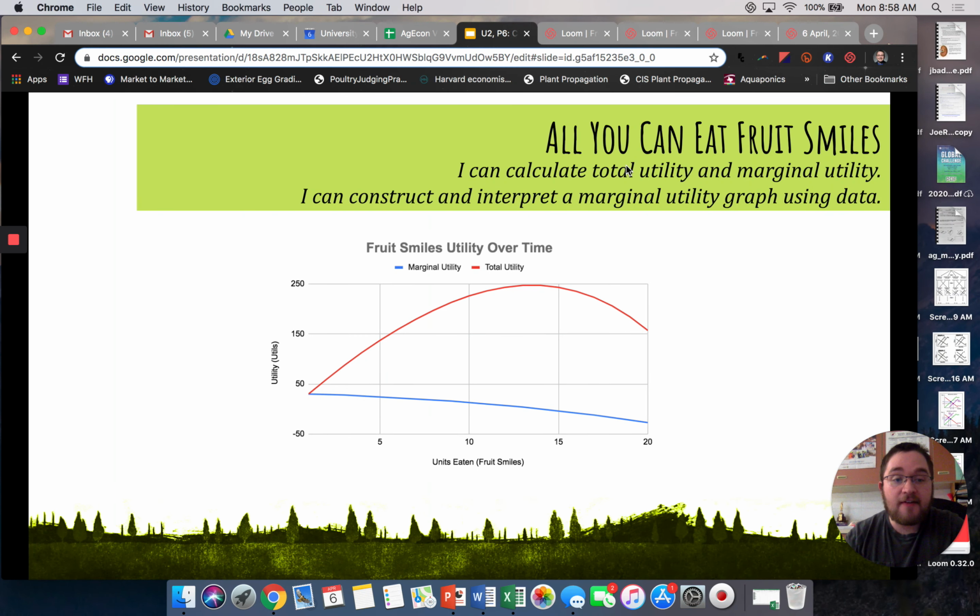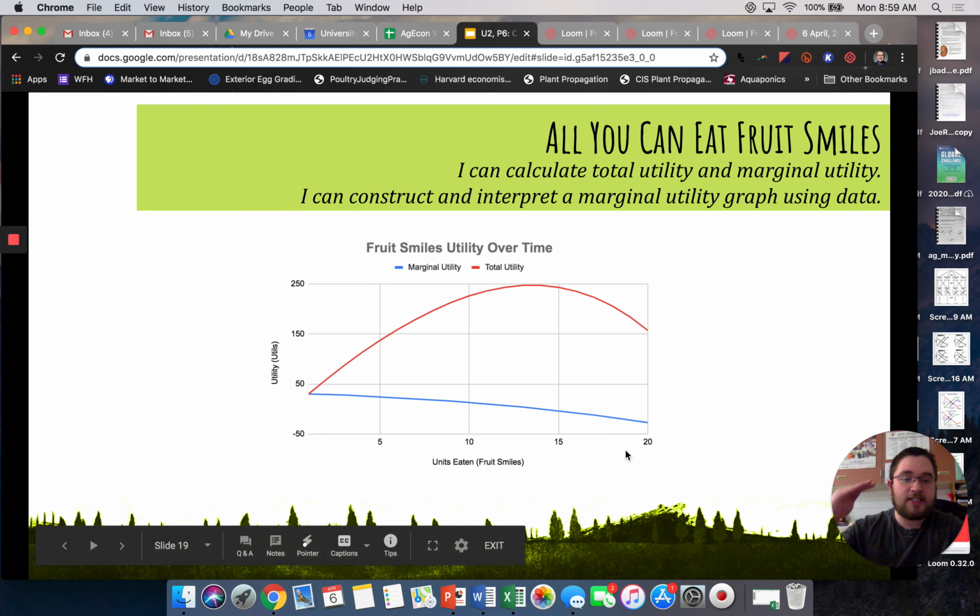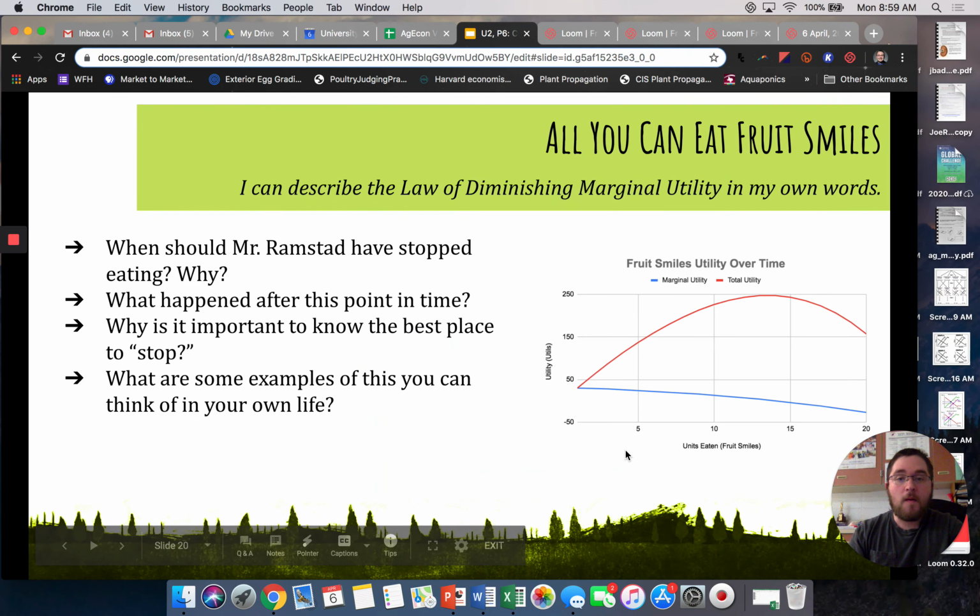If I were to graph my total utility and my marginal utility, again, you would see that my total utility has a nice curve shape, right? But there's a point where it peaks at the top. I want you to remember that, okay? And I want you to remember that marginal utility is sloping downward, okay? So when should I have stopped eating and why? Kind of think about this.